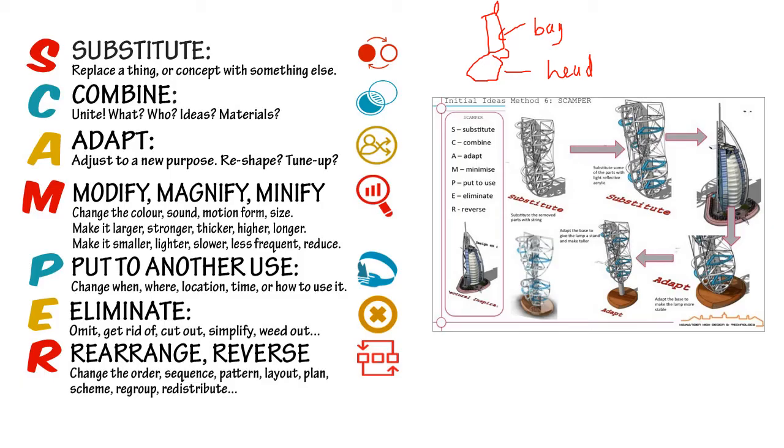If you were using a Scamper technique to redesign something, the first S stands for substitute. So could you replace something with something else? For example, the bag could be replaced with a cyclone technology, just like Dyson did. Could it be replaced with a different thing or a different concept? So you'd substitute something.